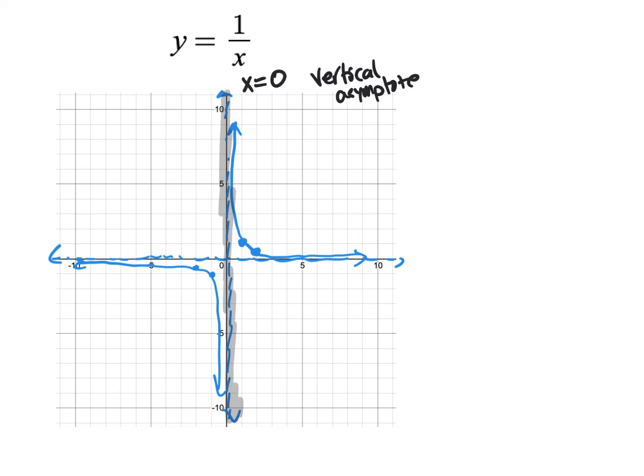So then if I want to do the same thing for this horizontal asymptote, or the one that goes left and right, I could, right? I could say that y is equal to 0. So this would be my horizontal asymptote.